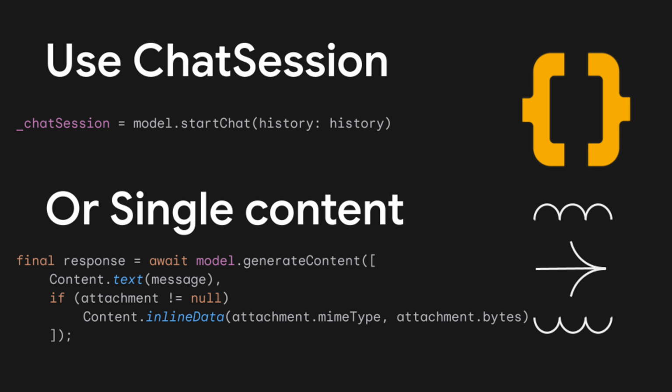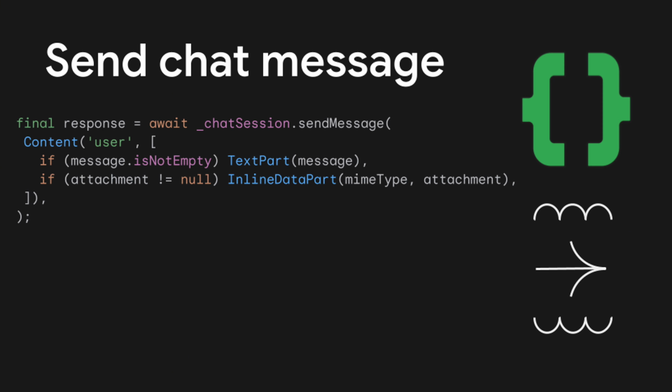So you don't have to manually track the conversation turns. Exactly. Whereas single content, using model generate content, is more for one-off questions or prompts where history doesn't matter. Got it. Chat for dialogues, single content for isolated requests. How do you actually send the user's message or prompt?